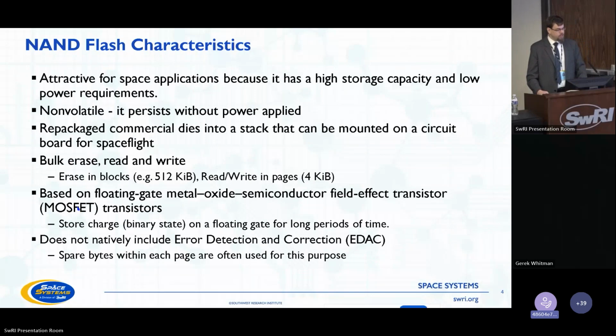So I mentioned NAND flash. That is what we are using for storing all this information. We like NAND flash because it has high storage capacity and low power requirements, which is great for space, and that information will persist even without power applied. The specific devices that we're using use 4 kilobyte pages. Those are the read and write units. Erase is a little bit larger. It's in 512 kilobytes. These do not include their own error detection and correction. However, a little bit of space is added on for each page to allow us to implement our own EDAC scheme on top of that.